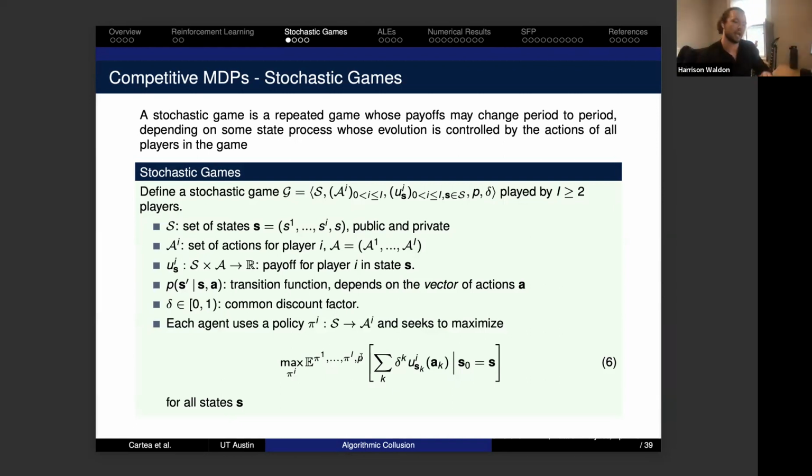So solutions to games are not necessarily about optimality, but we have a sense of equilibrium. So we'll be concerning ourselves with Nash equilibria of this game. Because agents are going to be learning and adapting their policies through time, the true dynamics of the state process are going to be non-stationary, even though the transition function might be fixed.